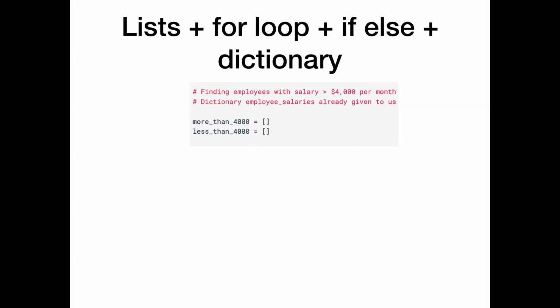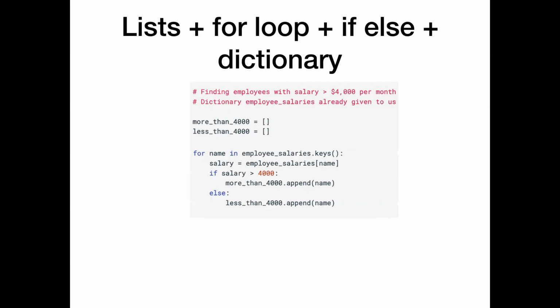So what we do is we make these two empty lists, more than 4,000 and less than 4,000. Then we loop over our dictionary using for name in employee salaries keys. We read the dictionary by entering the key. So employee salaries square bracket name returns the salary for the employee with the key name. That gets stored in salary. And then we can just use an if else statement to store it either in the more than 4,000 or the less than 4,000 case. So at the end of this, we would have two lists with names of employees. More than 4,000 would be all employees who earn more than $4,000 a month, and less than 4,000 would be all employees who earn less than $4,000 a month.